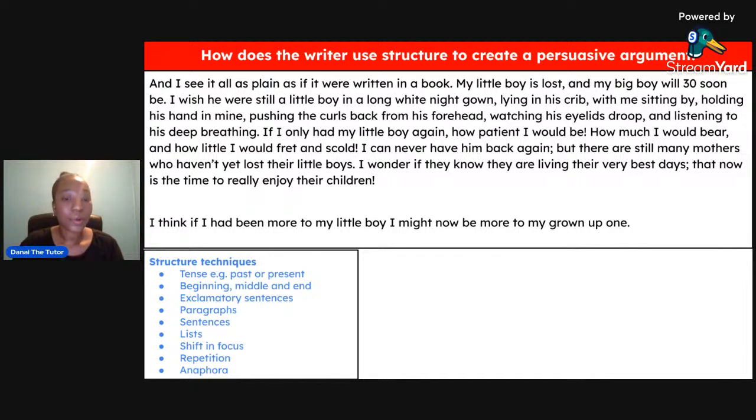Right. Finally, the final two paragraphs, what kind of sentences are we seeing here? Okay. And also any other structure techniques that we can see.